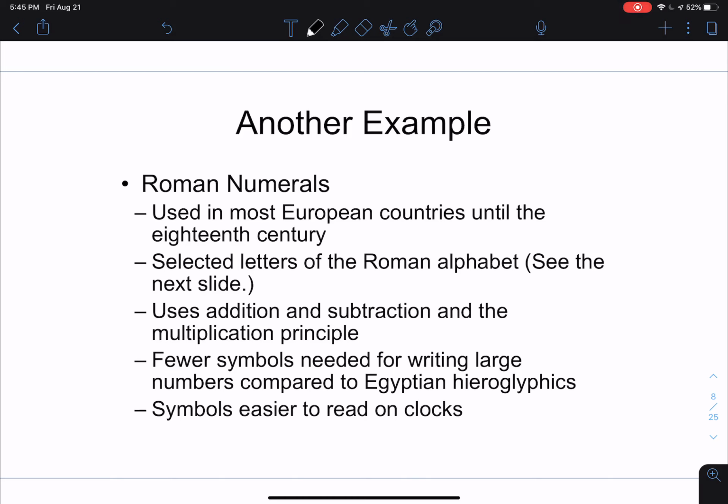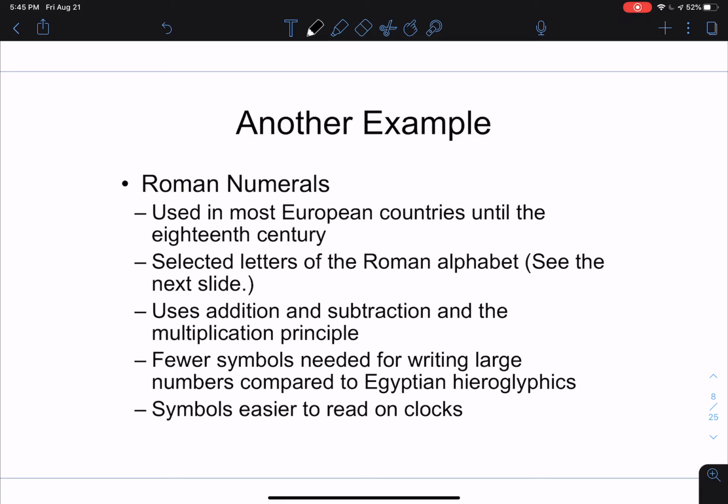They use selected letters of the Roman alphabet, which we'll see on the next slide. And then, like I said a minute ago, it uses addition and subtraction and the multiplication principle. The advantage over the Egyptian hieroglyphics is they needed fewer symbols for writing large numbers because of that availability of subtraction and multiplication in there.